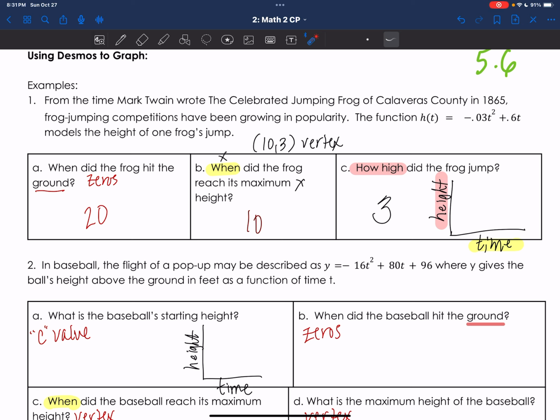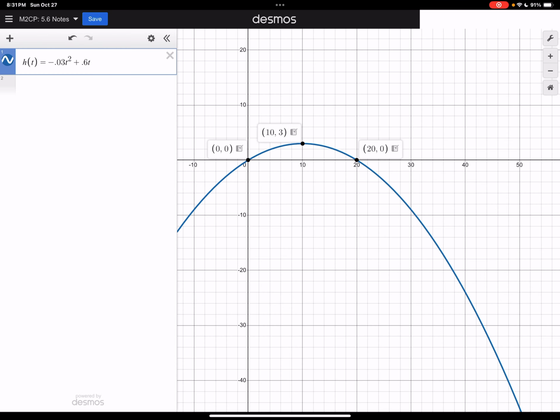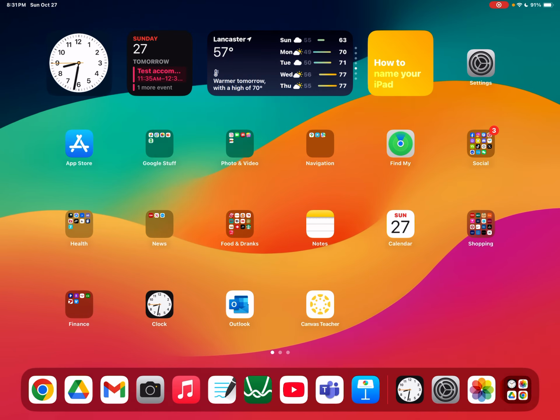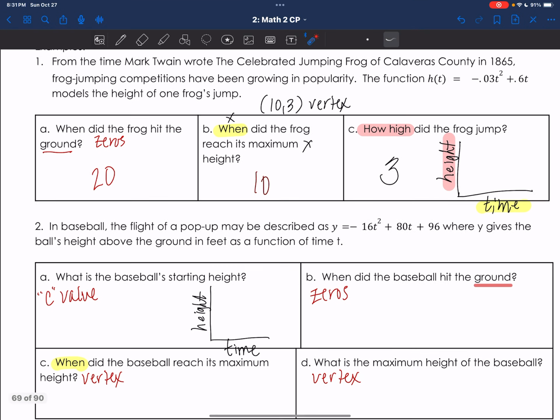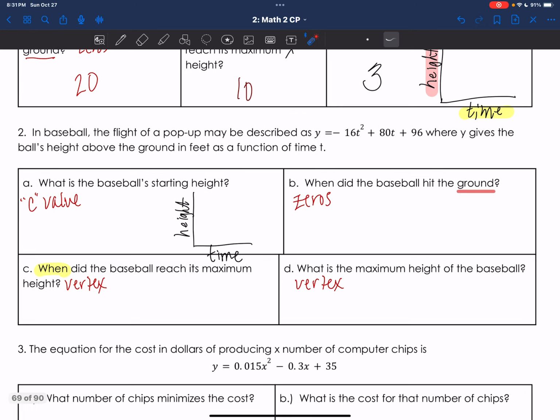And then it hit the ground at 20. Now I want you to notice when we go back here, I have a 0, 0, and I have a 20. Well, it doesn't make sense because we started at 0, 0, so we're going to throw that 0 out, and we're only using 20. So that's why your answer here is 20. All right? So now for number 2.